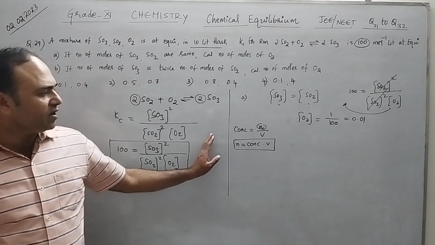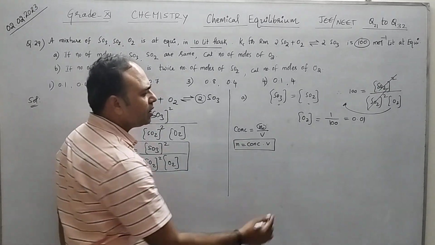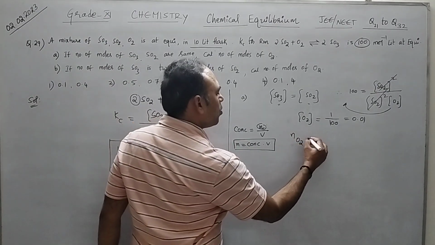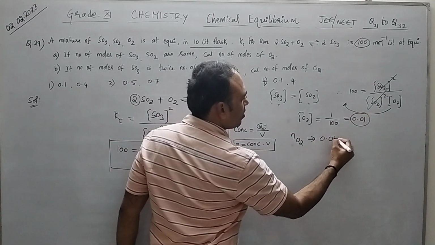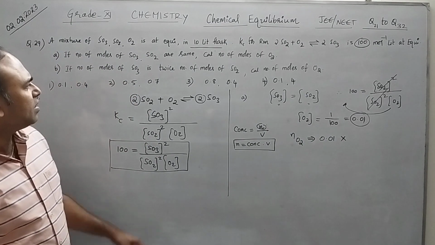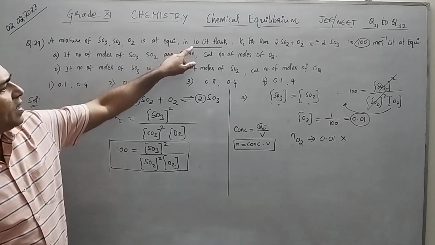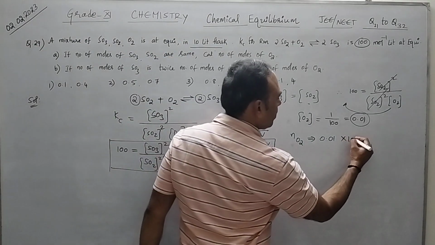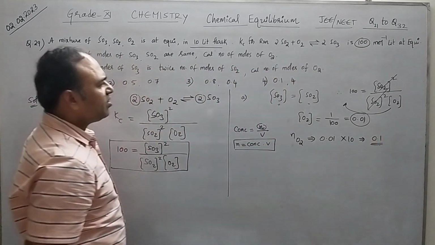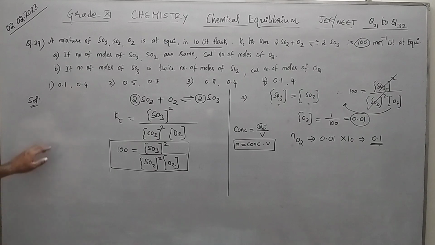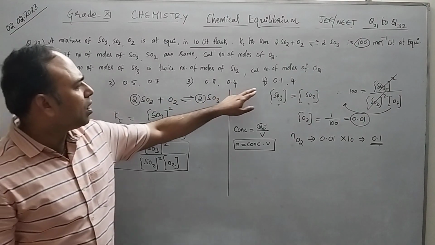Hope you understood this. Now substitute this and get the formula. Therefore the number of moles of O2 is equal to, what is the concentration? 0.01. And what is the volume? They have mentioned the volume is 10 liters. So into 10, you will get 0.1. In the first case, you get 0.1. So you may get either the first one or this.